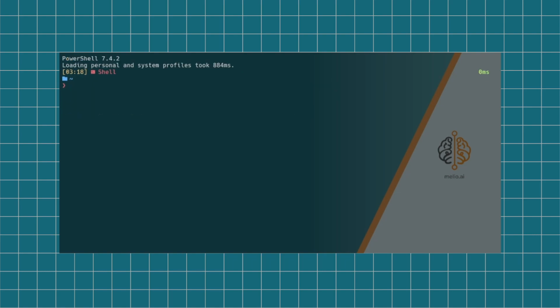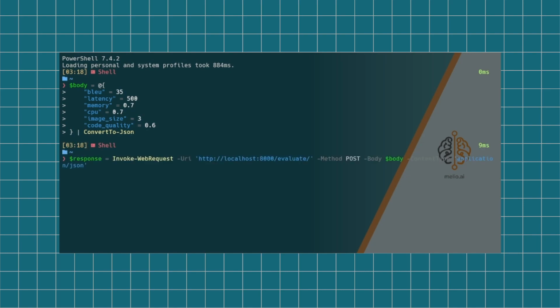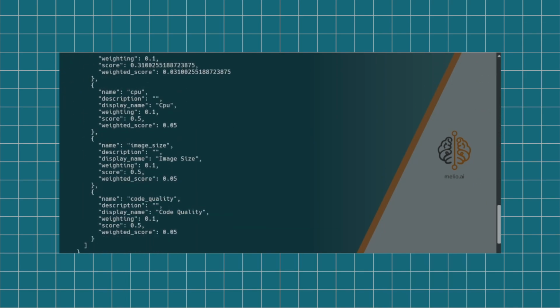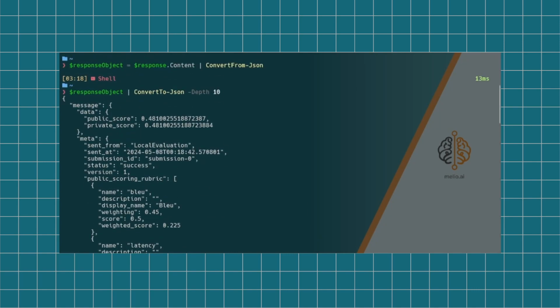I'm going to open a new terminal. Since I'm on Windows, I'll be using PowerShell commands. First, I'm going to paste the estimated values I have for each category into a body variable. Then I'm going to invoke web request, which is similar to curl, and then get the grading response. Here we can see our public and private scores, as well as the scores for the other criteria.